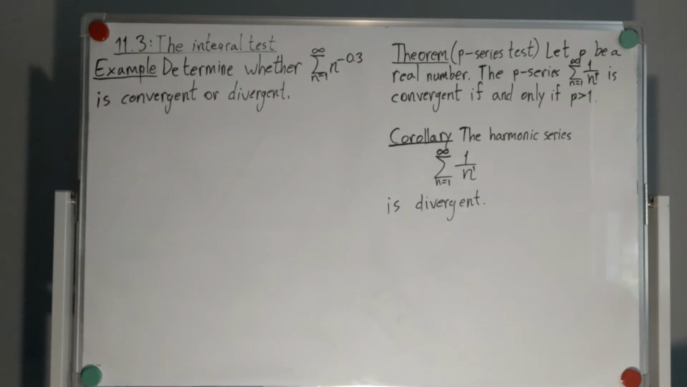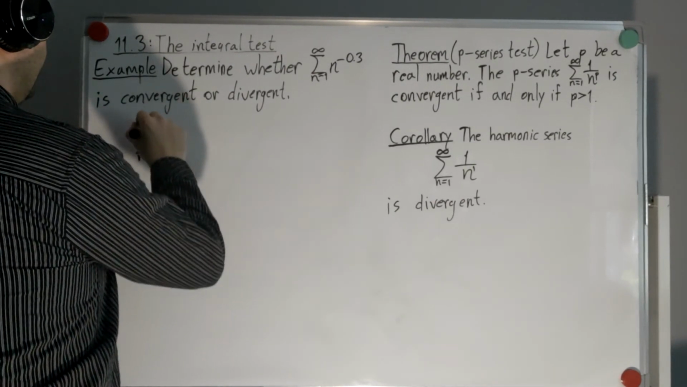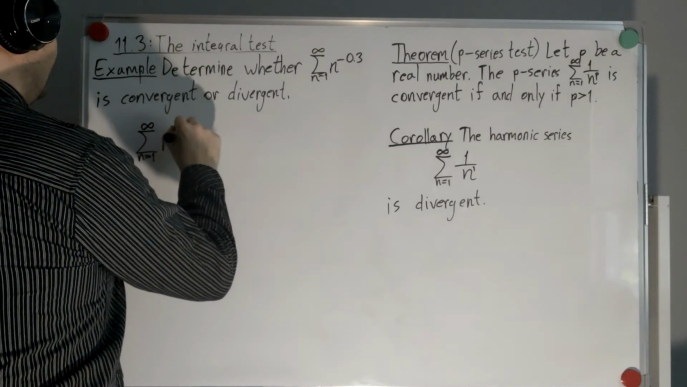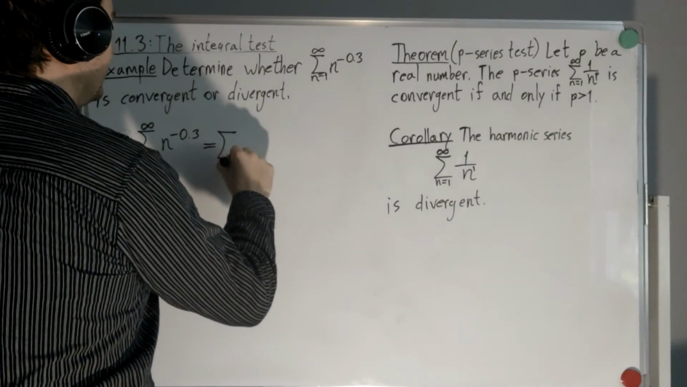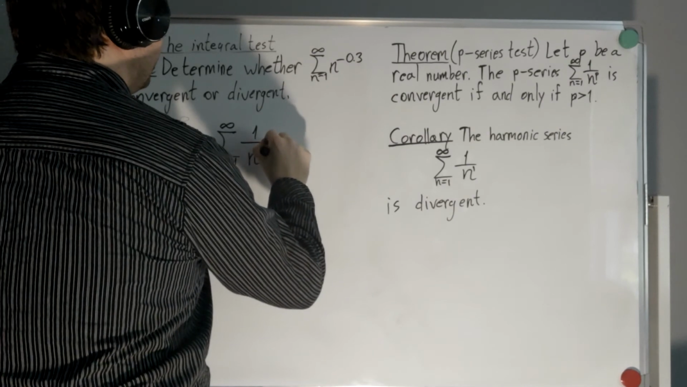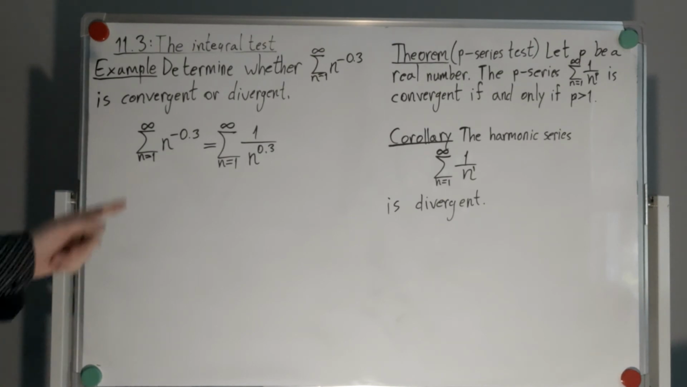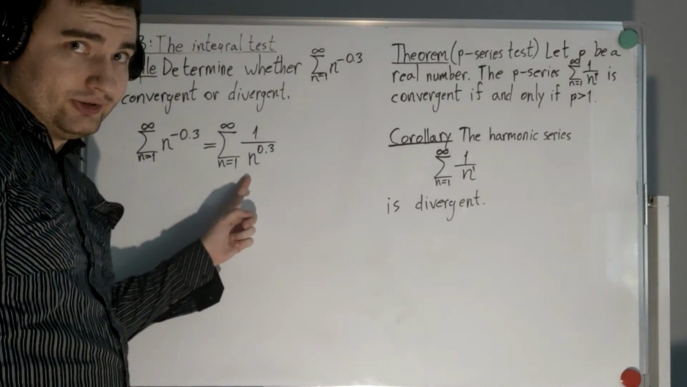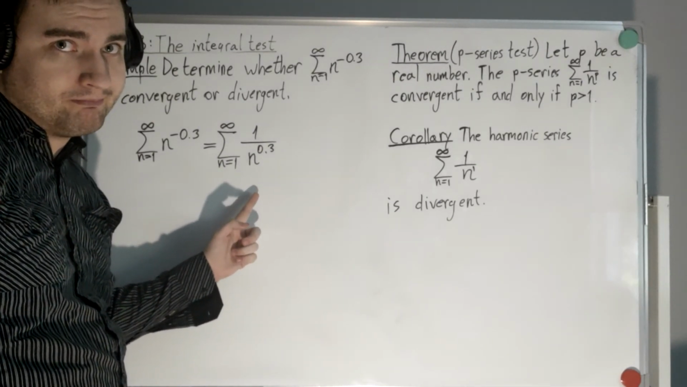Okay. Well, first of all, let's note that the sum from n equals 1 to infinity of n to the negative 0.3 can be rephrased as the sum from n equals 1 to infinity of 1 over n to the positive 0.3, right? Okay. And then that's a p-series. That's the p-series when p is 0.3. Okay?